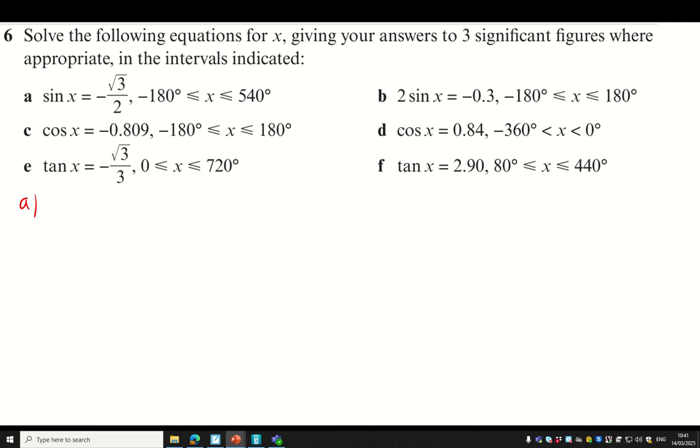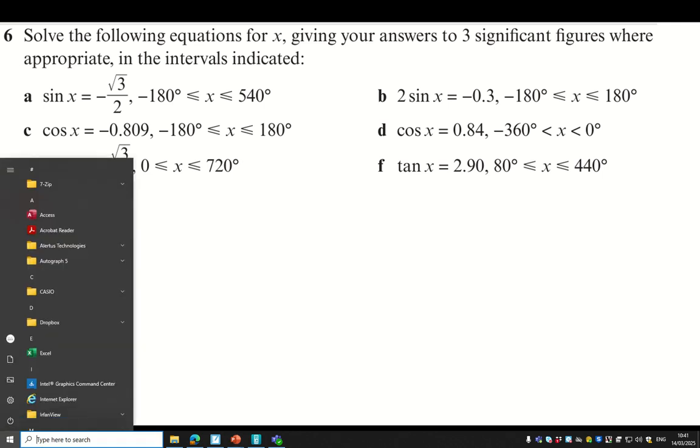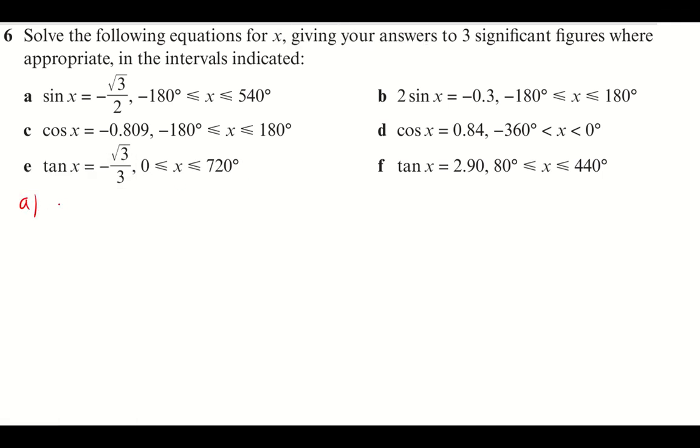same. So we've got: solve the following equations, give your answers to 3 sig figs where appropriate in the intervals indicated. So for this one, I'm just going to work through A, and then the other ones I'll pop the answers up. So we've got sin x equals minus root 3 over 2 in the interval minus 180 to 540.